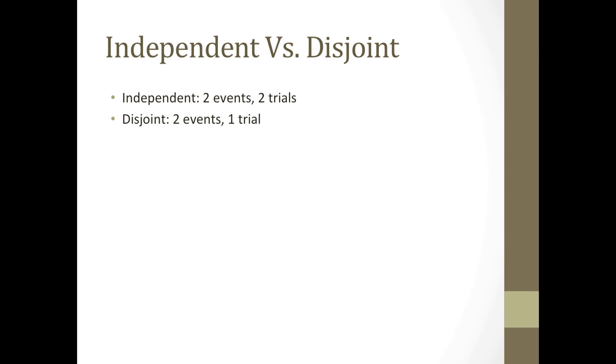So if you're flipping a coin once, heads and tails are disjoint. Independent would be talking about flipping a coin twice. So in a disjoint, you're only doing 1 trial. In independent, you're doing things multiple times. You have 2 trials or more.